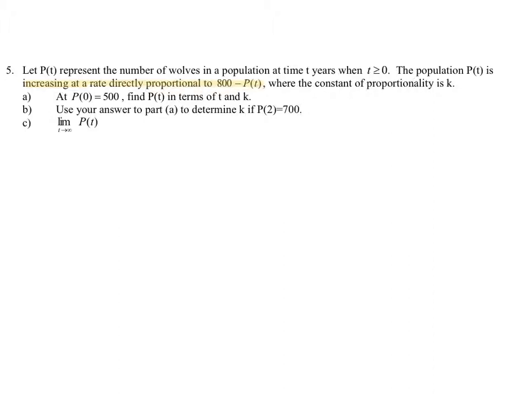All right, so what we would say is that dP/dt, at a rate directly proportional. So k is going to follow y equals kx, proportional to this model. 800 minus, instead of writing P of t, I'm just going to write P, just for brevity. So I have to solve this differential equation.